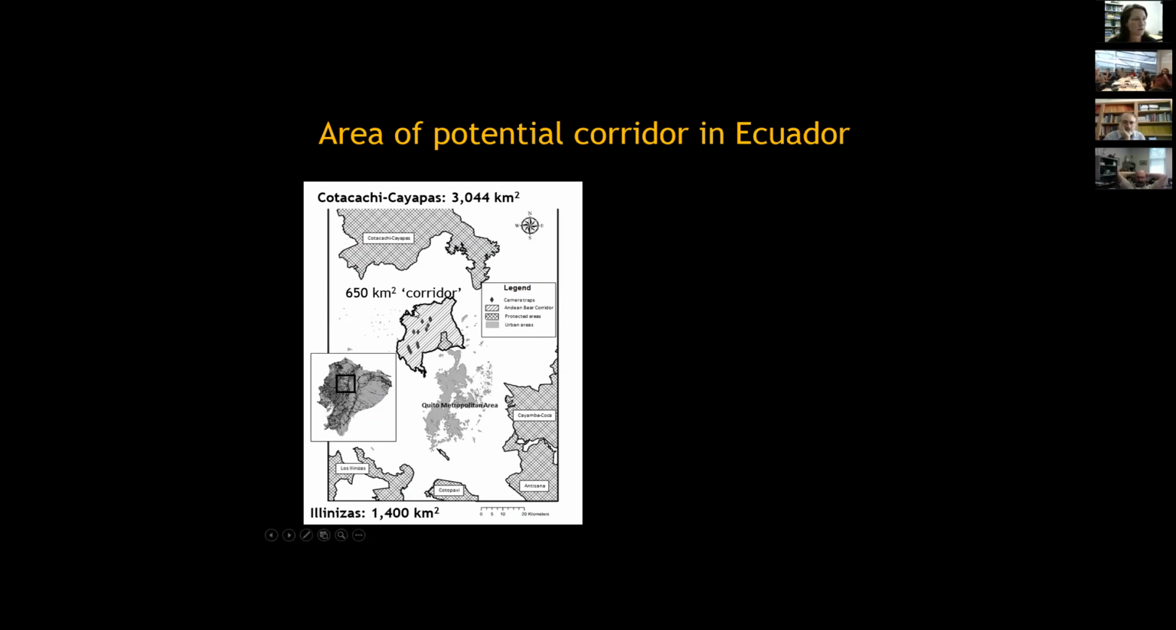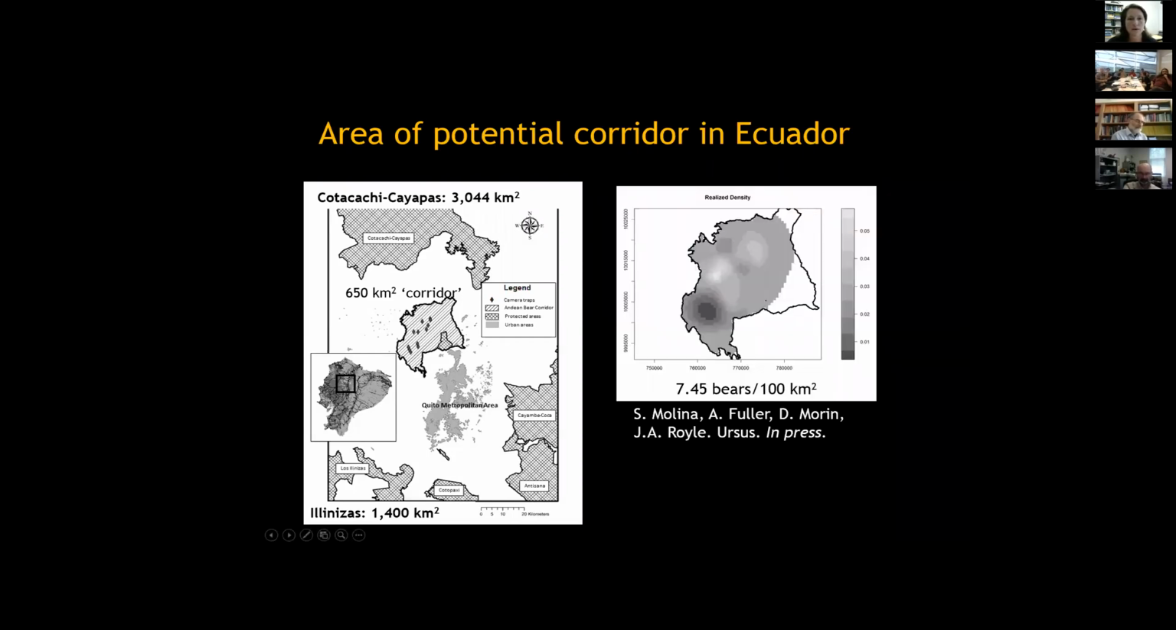So this is the area being considered as a corridor. It's 650 square kilometers. Our interest in this work is to think about which areas within that corridor are the most important to protect. Can we develop an actual connected landscape management plan within this region, and then ultimately connect it to a large ecological reserve to the north, Cotacachi-Cayapas, that's about 3,000 square kilometers, and to another ecological reserve to the south, about 1,400 square kilometers.